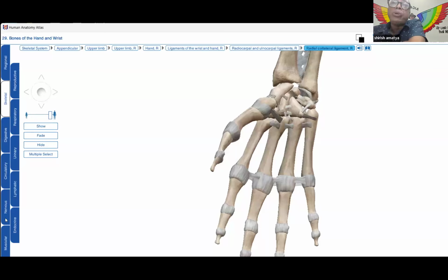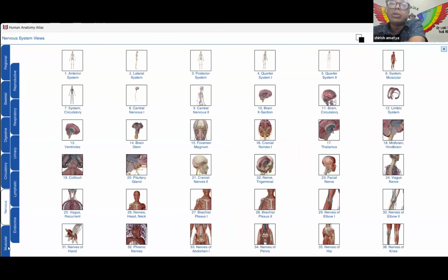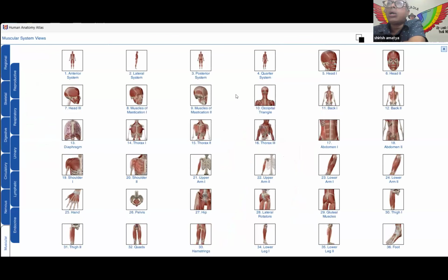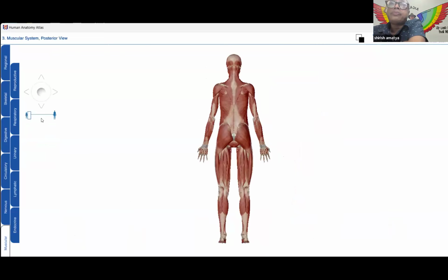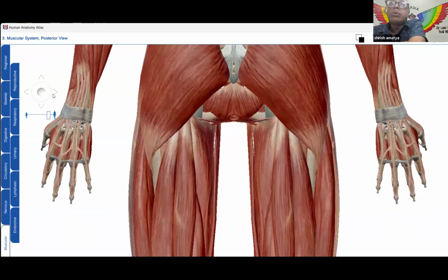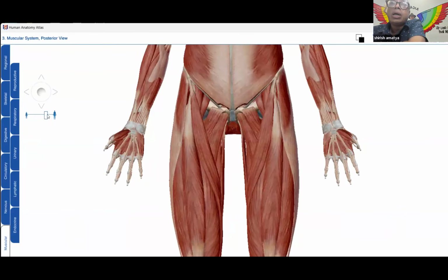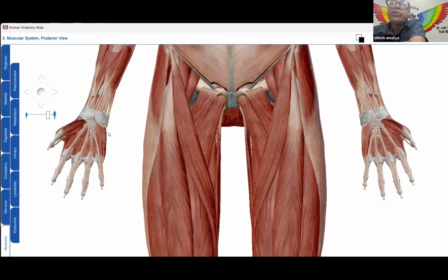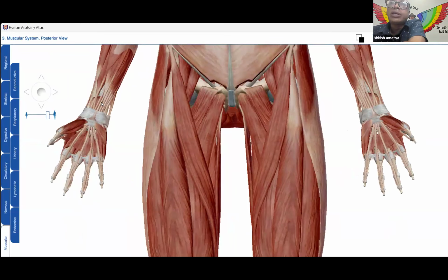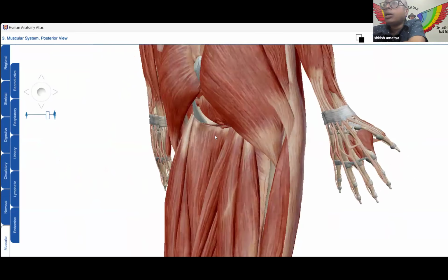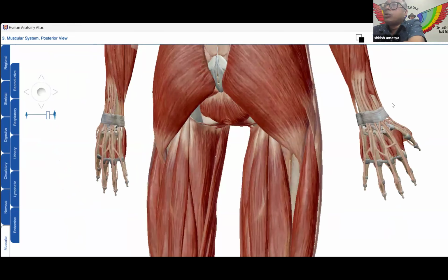Okay, if I put the various muscles or the ligaments around the wrist joint, as you can see, these are the various flexor tendons going from the forearm to the hand. And on the posterior side, or the dorsal aspect, you can see all the extensor tendons going to the hand below the extensor retinaculum.